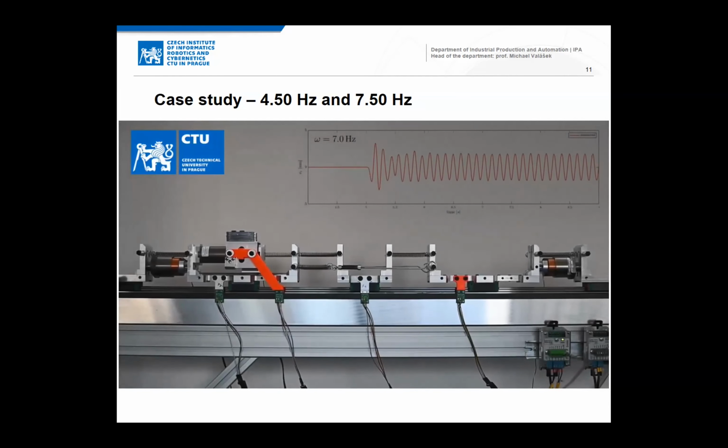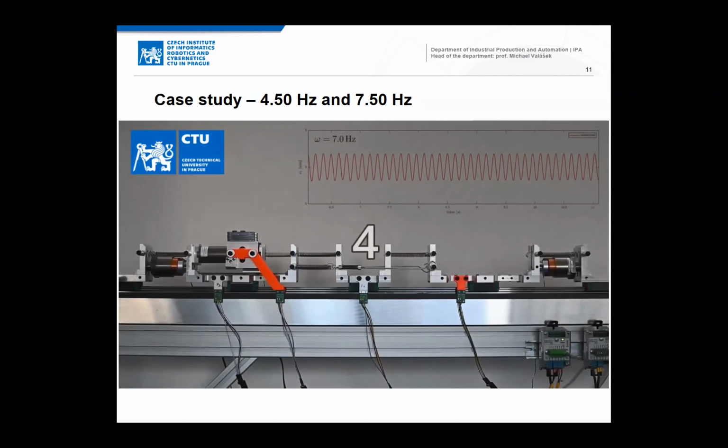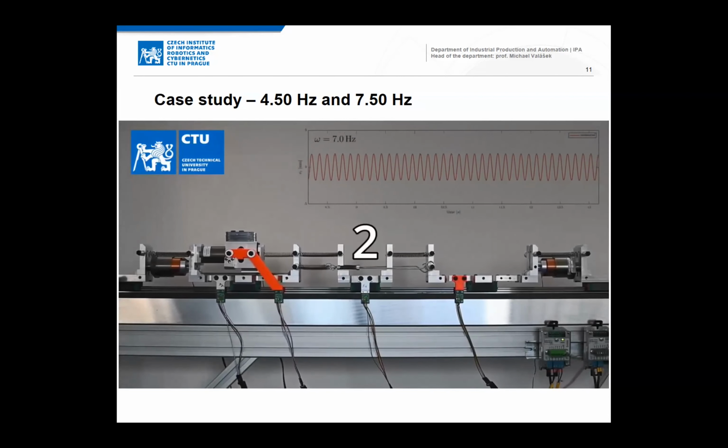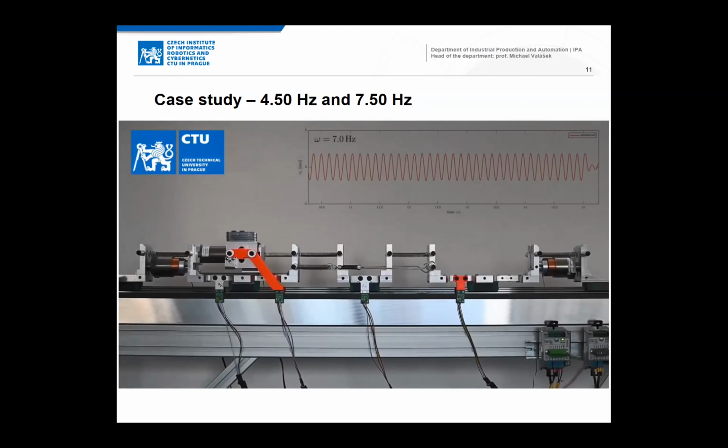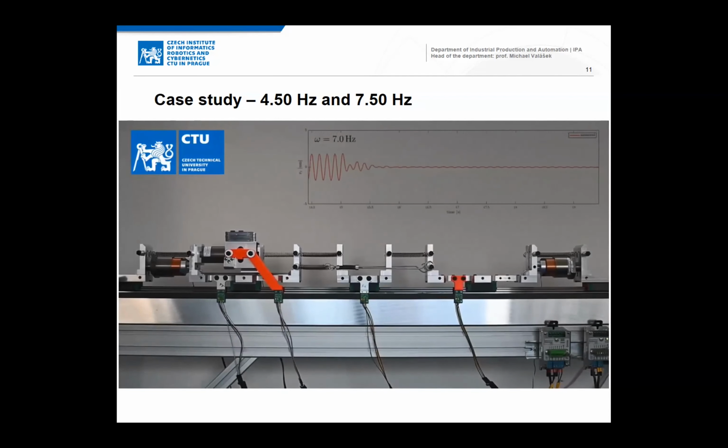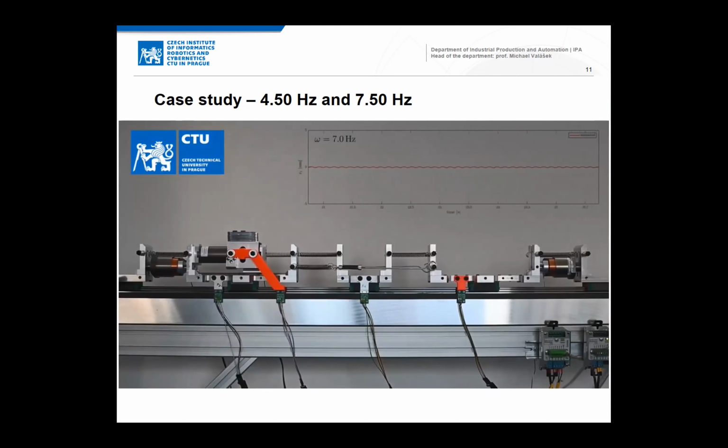And there is a second case. You can see the video is for 7 Hz, where the system with the control was unstable, so we had to use the secondary controller to stabilize the setup. As we can see, we achieved no vibrations in the middle.